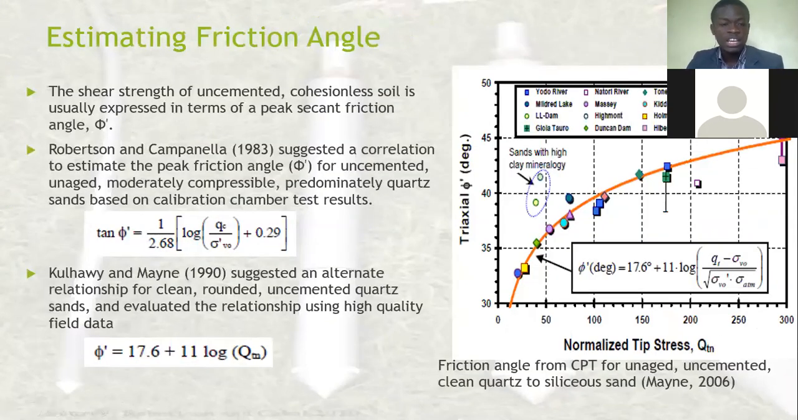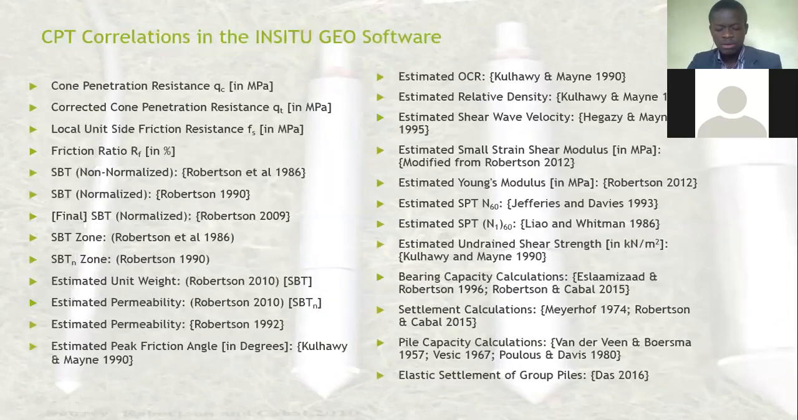Researchers like Robertson and Campanella, 1983, and Kulhawy and Mayne, 1990, gave correlations for the estimation of peak friction angle of sand from the CPT. Robertson and Campanella 1983 gave this suggestion for the peak friction angle, and Kulhawy and Mayne in 1990 gave this relationship for peak friction angle. Several estimations and correlations of geotechnical parameters by researchers are obtainable using the CPT in the INSITU GEO software. These are some of the parameters and the researchers used for analysis in the software.